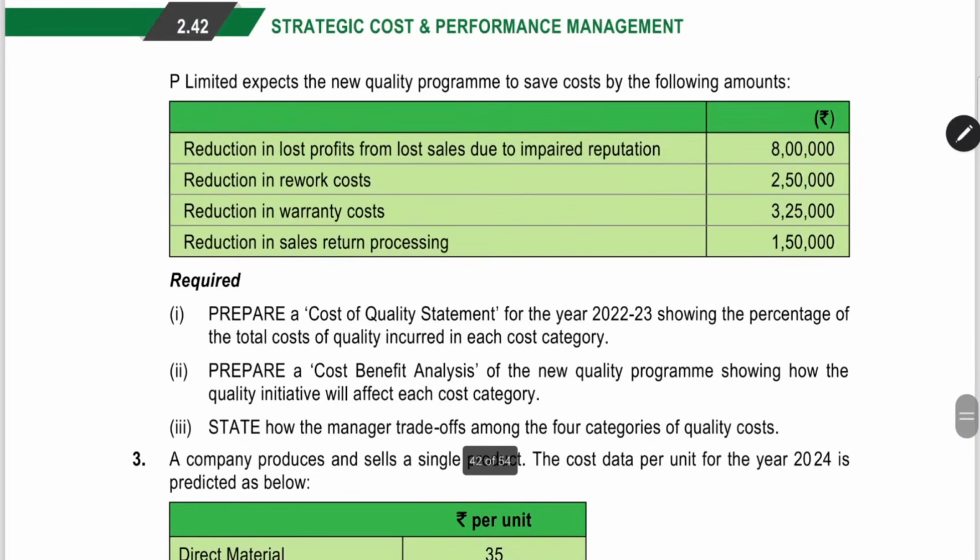The next thing is, P Limited expects the new quality program to save cost by the following amounts. These are all the savings which will happen by implementing the new quality control program. This much cost will be saved in each aspect.